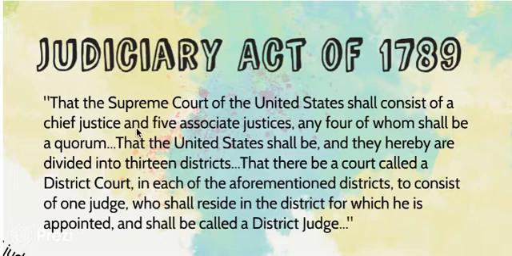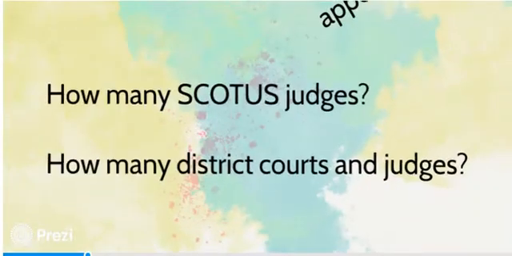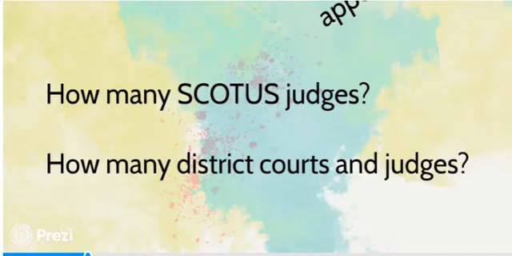All right, we'll talk about a quorum in a second. And the United States shall be divided into 13 districts. There's a court called district court, and a district judge works in district court. Basically, we started out with 6 people in our Supreme Court. All right, so how many SCOTUS judges? Just answered that. How many district courts and judges? Hope you were paying attention.